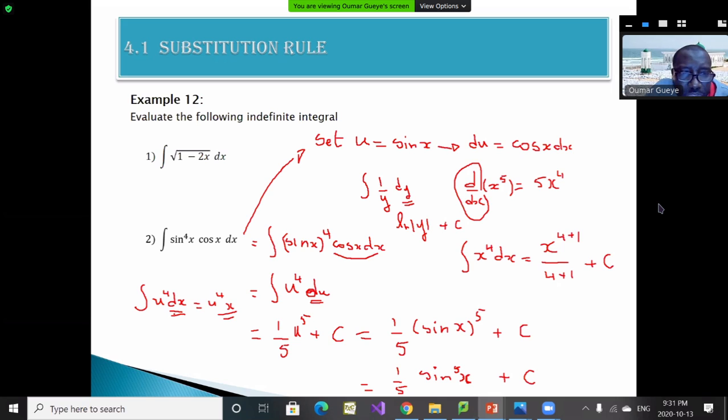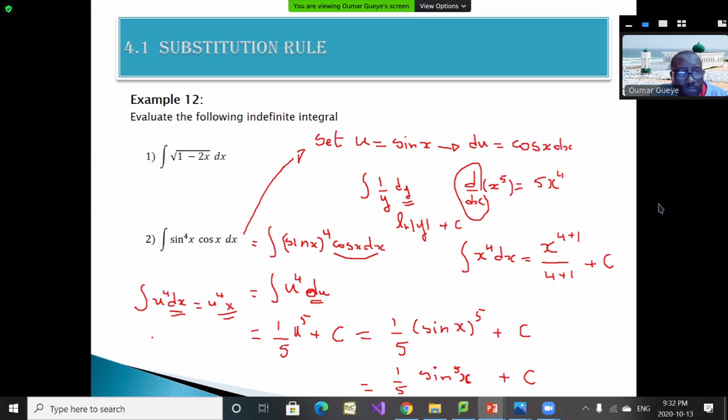The d means you're differentiating or integrating with respect to x. If you have du, it means you're integrating with respect to u. And if you integrate with respect to x and you have u, it means u does not depend on x. You can just take it as a constant.